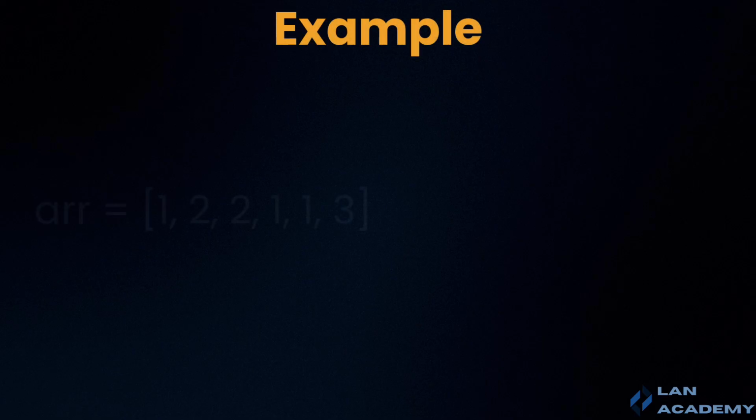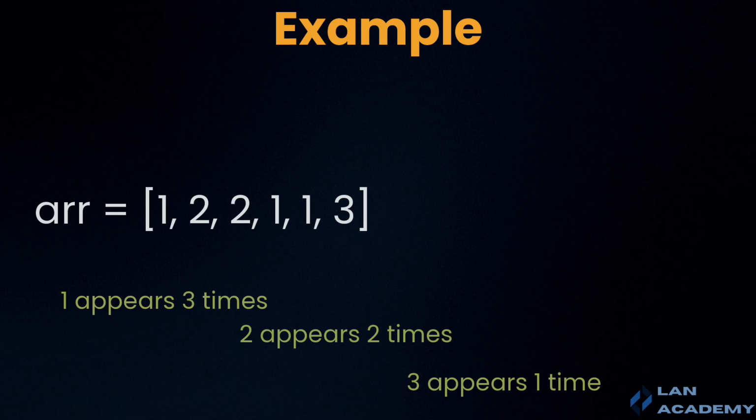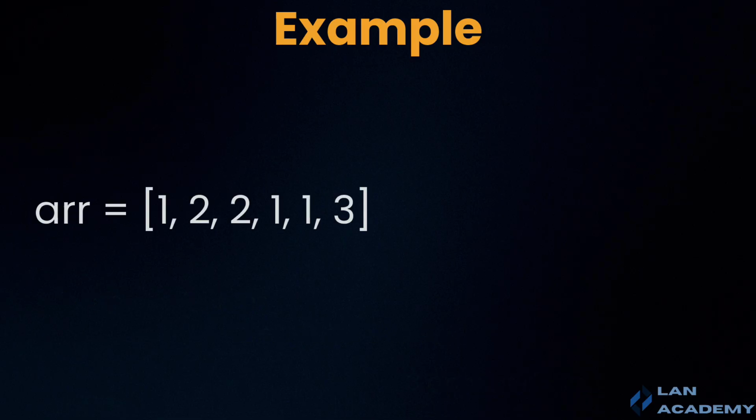Suppose r equals 1, 2, 2, 1, 1, 3. The distinct elements are 1, 2, and 3. When I count how many times each element appears, I notice that 1 appears 3 times, 2 appears twice, and 3 appears only once. So no two values have the same number of occurrences, which means I return true.